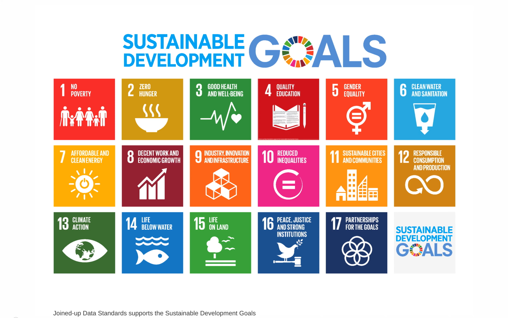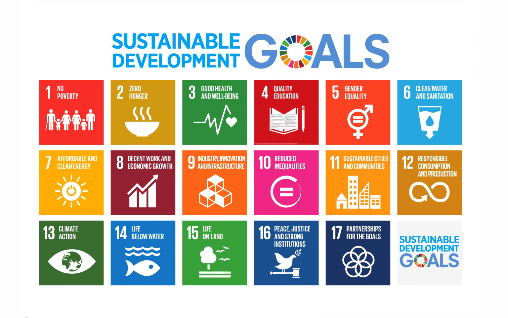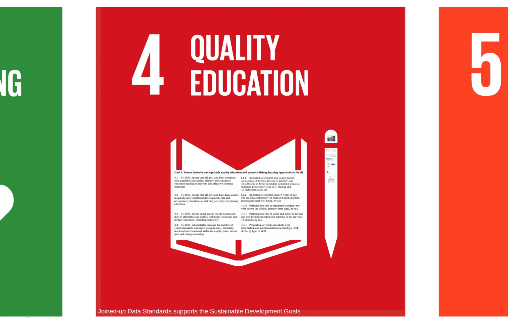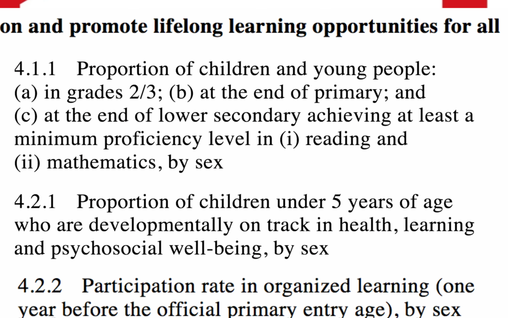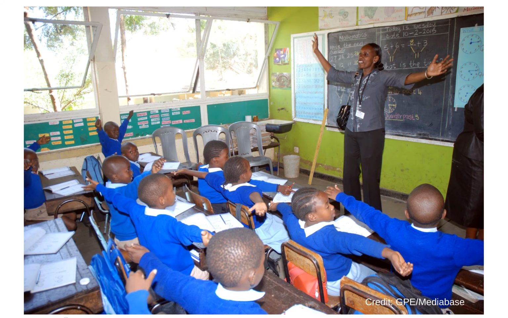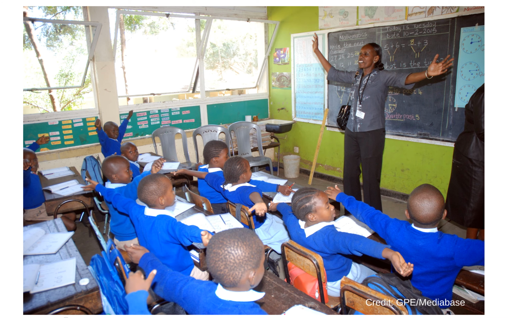But how do they relate to existing national plans? Let's take a look at one of them. Goal 4 promotes quality education and lifelong learning opportunities for all. Its first indicator measures children's reading and arithmetic skills through their first years at school. What does this look like from the point of view of planners in a country's Ministry of Education?